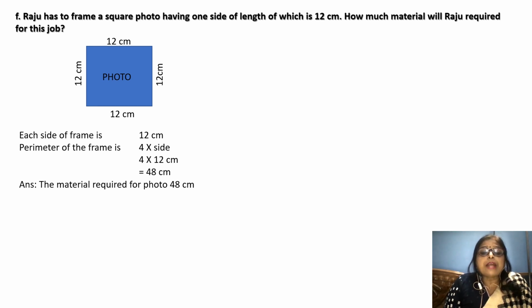So each side of the frame is 12 centimeter. So perimeter of the frame is 4 into sides, that is equal to 48 centimeter. So in the final answer, the material required for the photo is 48 centimeter.